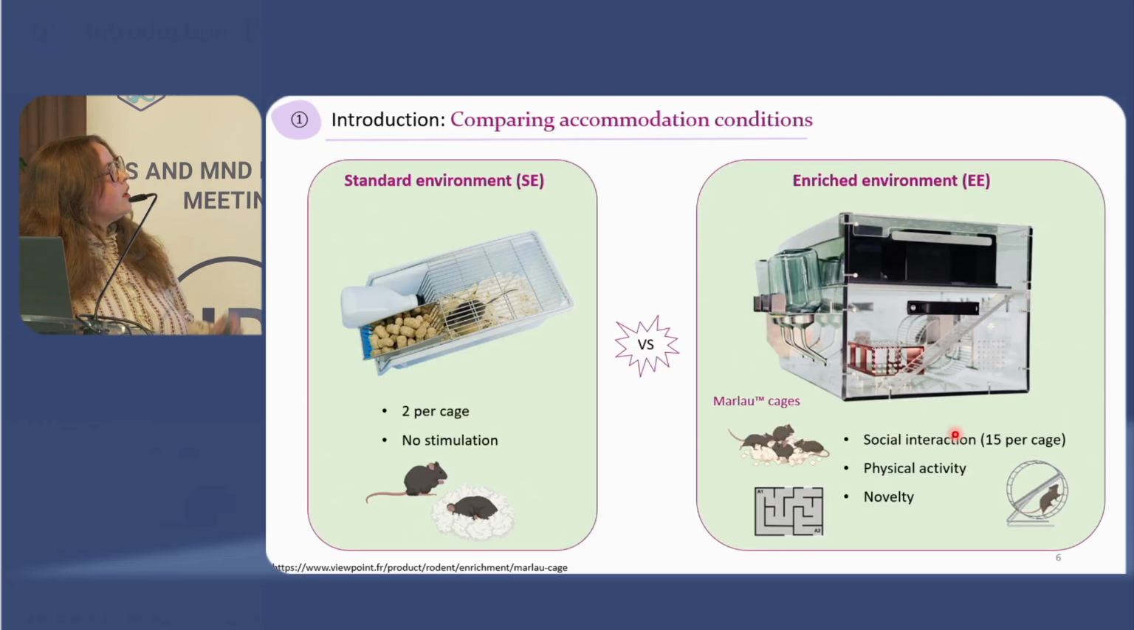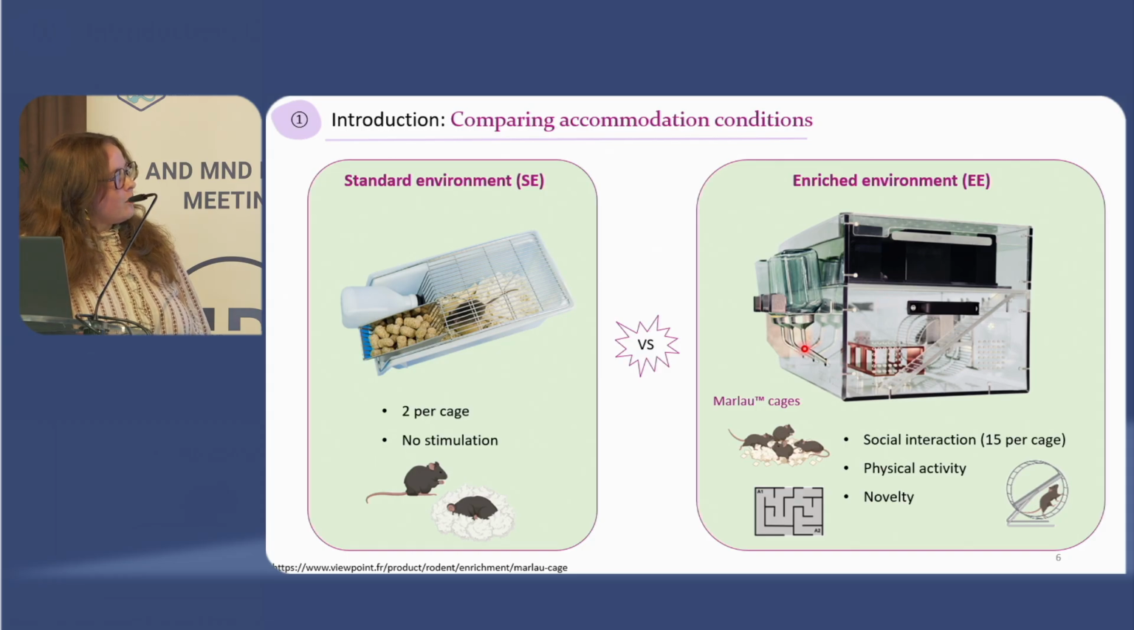Oh, sorry. How do we model this in our lab? We have 2 different housing conditions. The standard environment is a classical cage where the mice are housed in pairs, with no other stimulation than a nest and food and water ad libitum, versus the enriched environment modelized by Marlau cages. Those are big cages with 2 different components and 2 different floors.